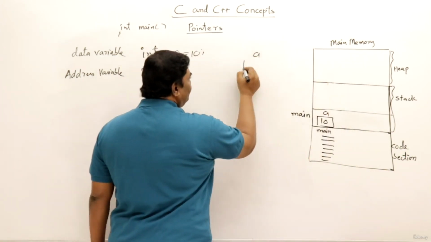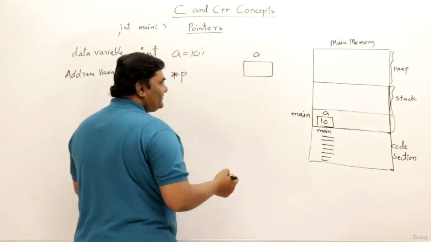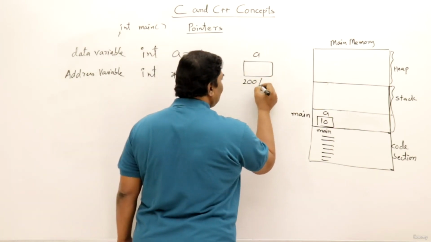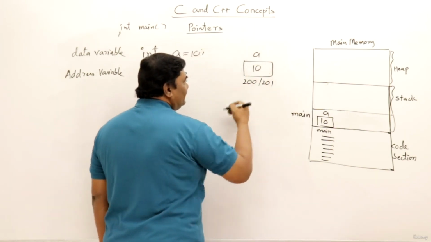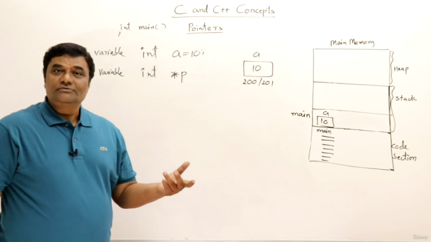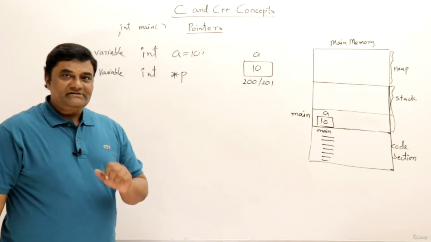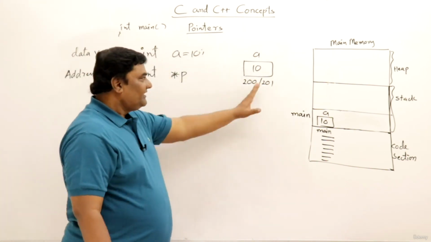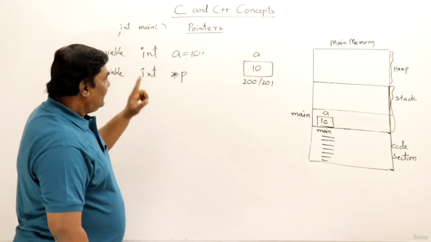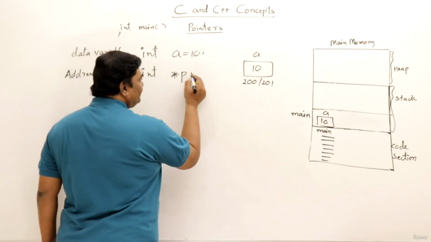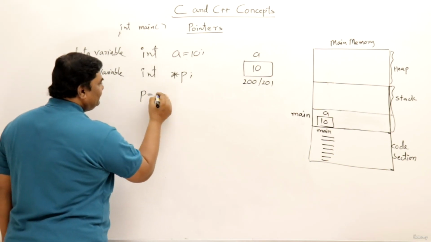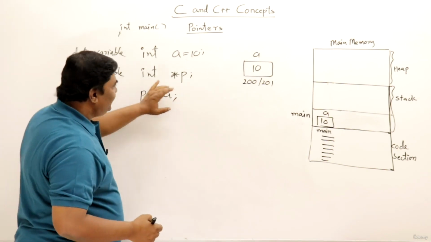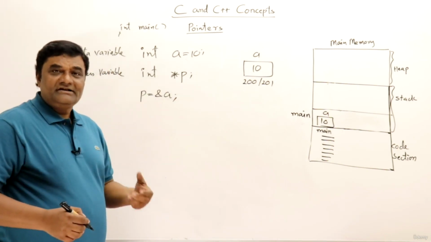If I draw a bigger picture here, suppose this is taking 2 bytes. Integer is taking 2 bytes. So its addresses are 200 and 201. There are 2 bytes in which this value is stored. One is 200, the other is 201. That is the reason to show only 2 bytes, since I am saying integer takes 2 bytes, so 2 addresses. Now there's a pointer. I will initialize it in the next line, p assign ampersand a. This will store the address of a. So what is this p? P will also occupy memory. A pointer is also a variable.